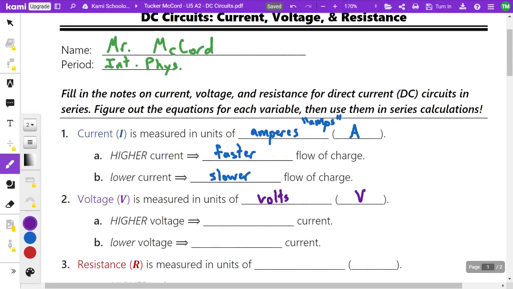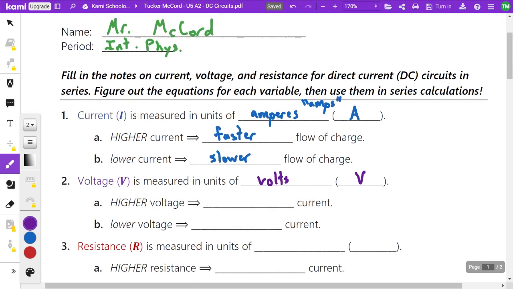A higher voltage means you are pushing on the electrons harder to get them to move through the circuit faster, which means you have a higher amount of amps of current. So a higher voltage means a higher number of amps. So I'm going to say higher A, which also means a faster current. A lower voltage means you have a lesser driving force, so your electrons aren't going to be moving as quickly. You're going to have a lower number of amps, so I'm going to say lower A, and therefore a slower current.